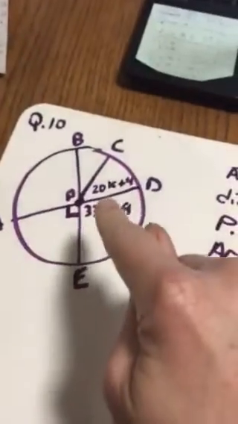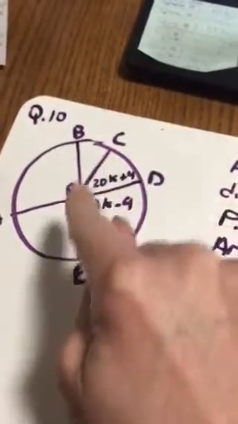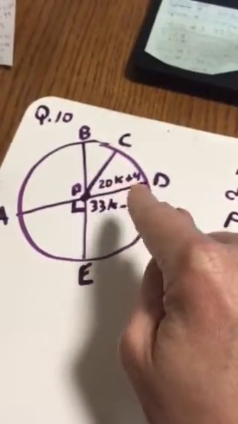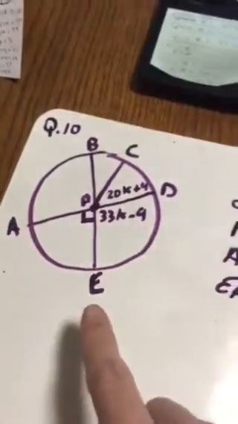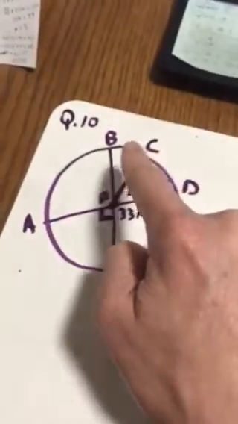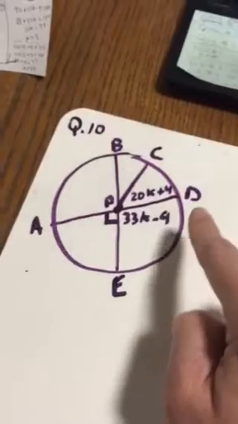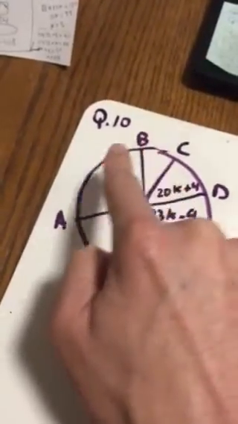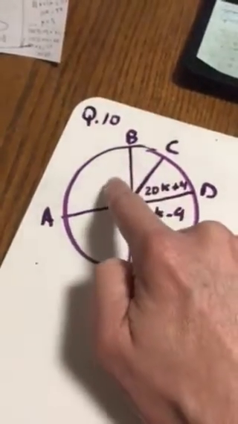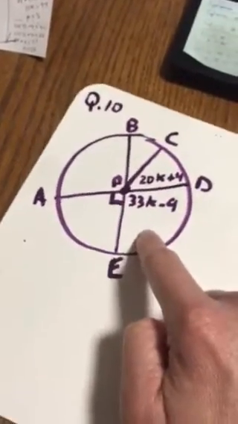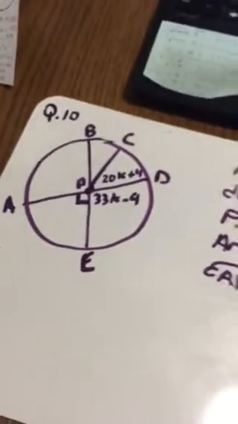We're also given that CPD here is 20K plus 4, and DPE is 33K minus 9. Given that information, they want us to find CAD in degrees. CAD is this entire arc right here, starting from C, going around and ending at D. So we need to find this angle, that angle, and that angle, and then add them all up to get CAD.